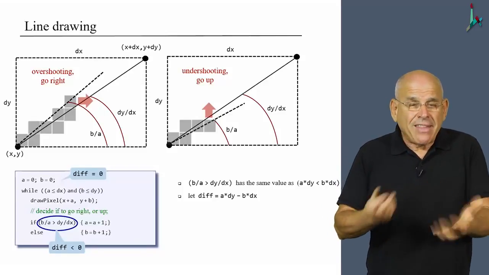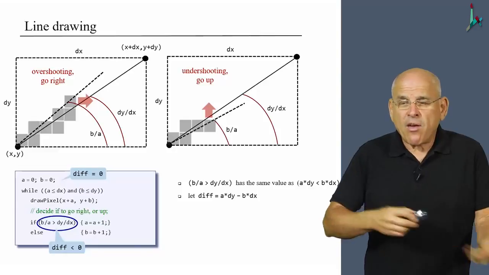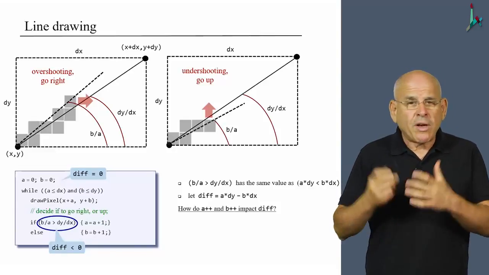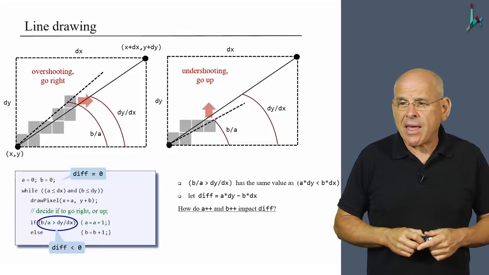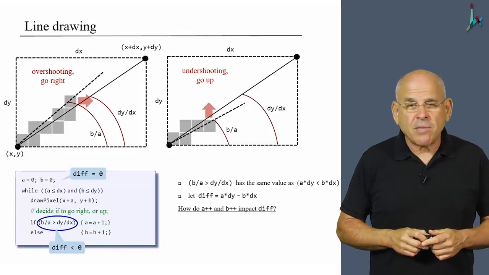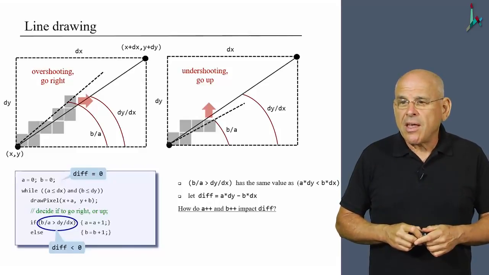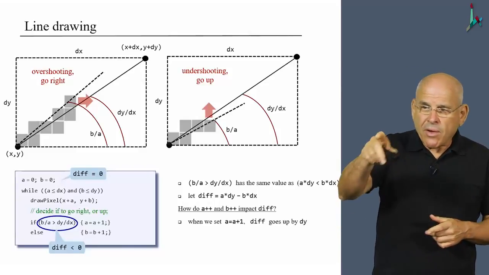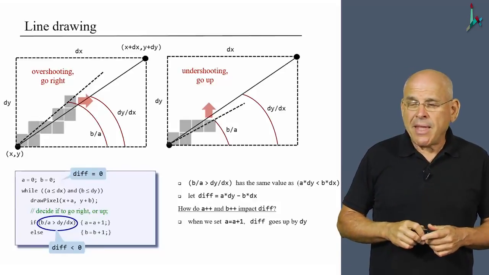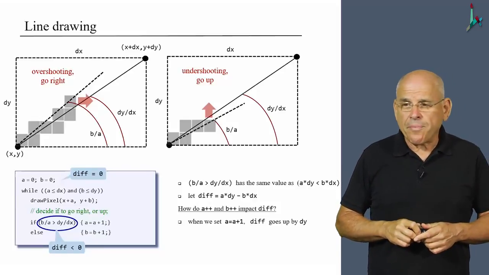And yet we have to maintain diff, right? Whenever a or b change, we have to change diff as well. So what is the impact of incrementing a and b on diff? Well, it turns out that it has a beautiful impact, because when a goes up, look at the definition of diff. When a goes up by 1, diff goes up by dy.